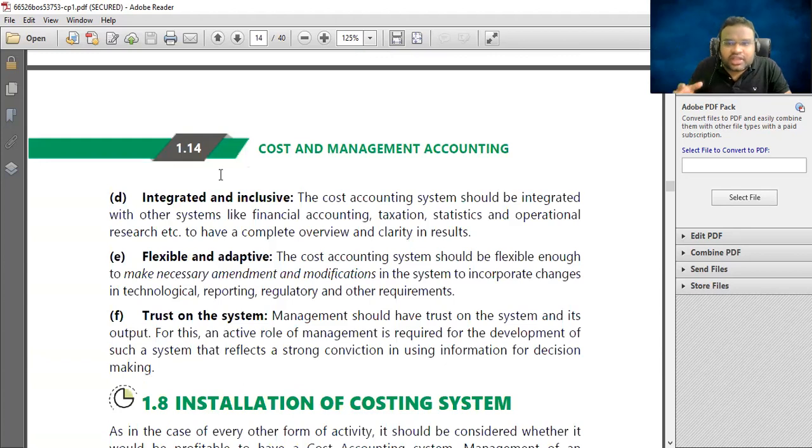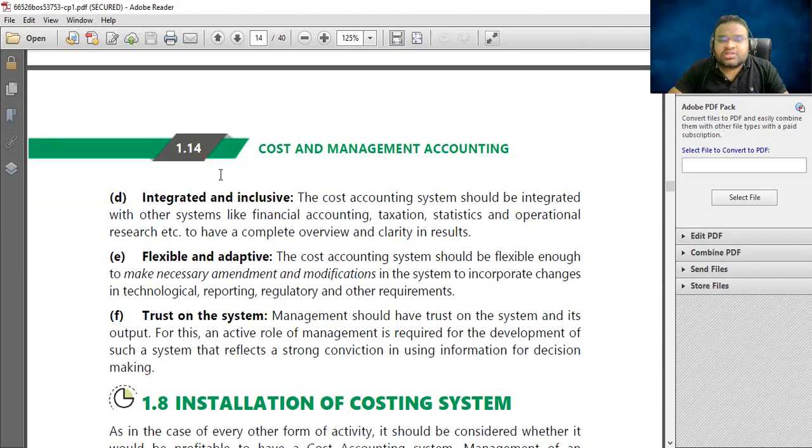Integrated and inclusive. Integration is very important. Your financial accounting and cost accounting data should be integrated. Now I explain in Tally what integration is. One entry will give the data about financial accounting and also the data about costing. Unless it is integrated, I need to maintain separate books for financial accounting and separate books for cost accounting, which is a little difficult for me, very expensive.